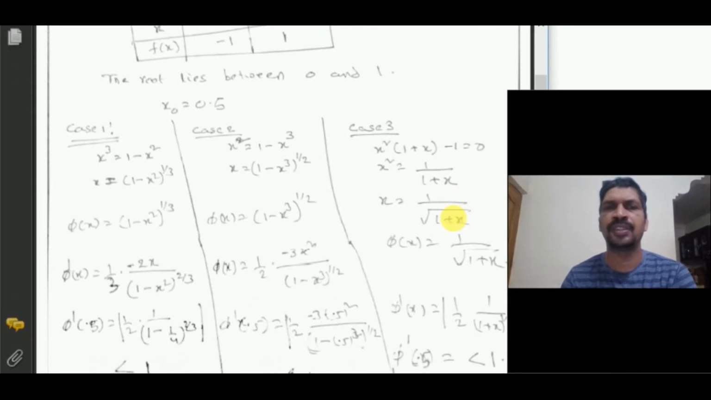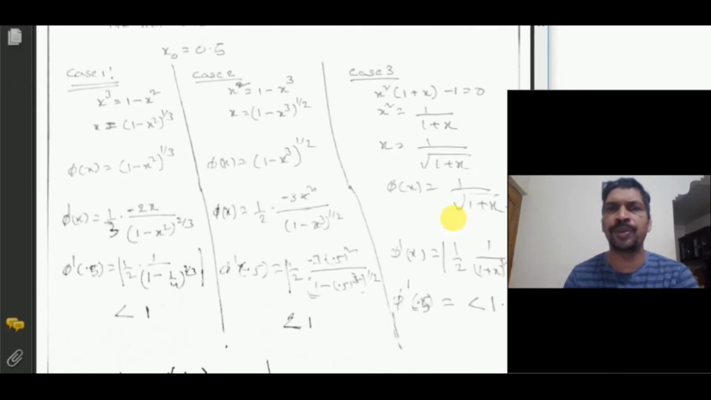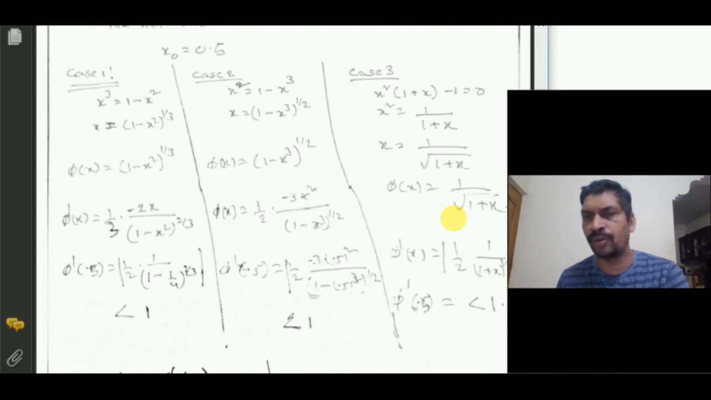Here phi of x. For the first equation, I have computed the derivative of phi of x. What is the value of phi dash of x at 0.5? I am computing this value and it is less than 1. So this method can be applied for this phi of x. For the second equation also, we will get a value less than 1. For the third equation also, x equal to 1 by root of 1 plus x, we will get phi dash of x at 0.5 less than 1. For all three methods, the value is less than 1. Any one we will take, case 1, case 2 or case 3, we will get the answer.